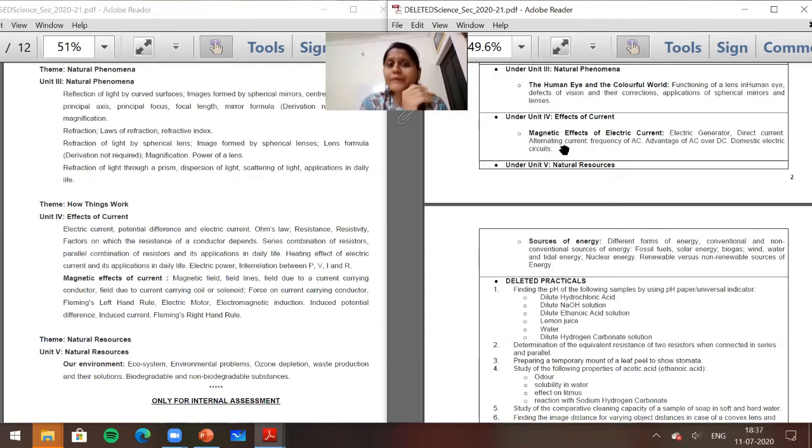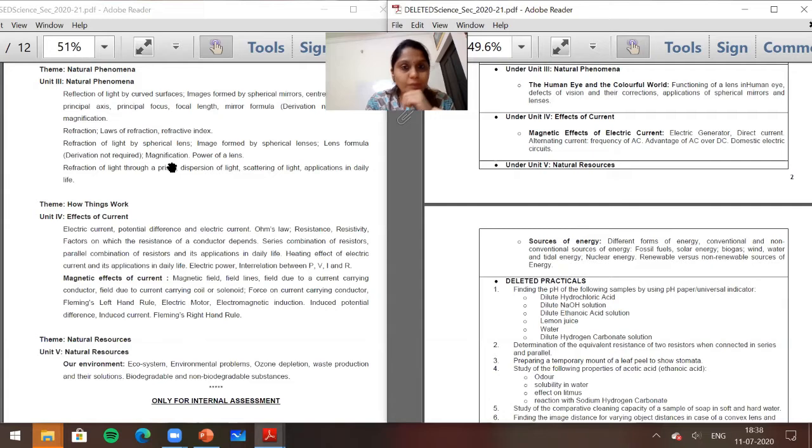Myopia, hypermetropia, presbyopia, structure of human eye, how does the human eye work: the entire thing, almost 50% of the chapter, that is human eye and colorful world, is removed. That is human eye, the entire human eye has been deleted, only colorful world is there. And out of the colorful world also, let us see. Yeah, see, this was a part of the first chapter.